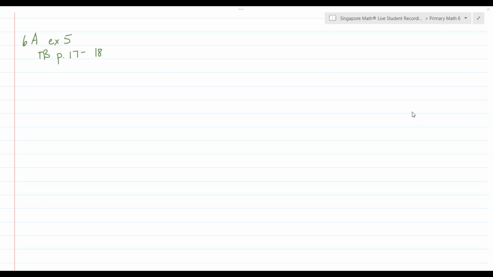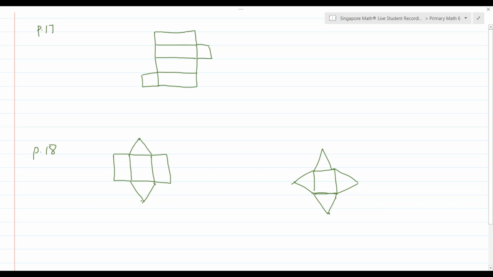Today we're going to talk about Workbook 6A Exercise 5. We'll use textbook pages 17 and 18 to do that, and the exercises ask a little bit of a different kind of question actually than the textbook does at this point, but we'll talk about that in a minute.